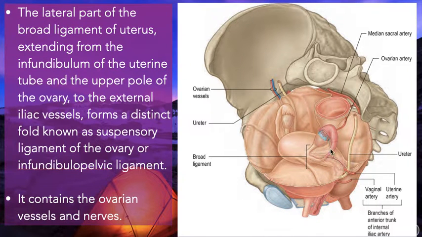Now, the lateral part of the broad ligament of the uterus, that is extending from the infundibulum of the uterine tube to the upper pole of the ovary to the external iliac vessels, forms a distinct fold known as the suspensory ligament of the ovary or the infundibulopelvic ligament containing the ovarian nerves and vessels.